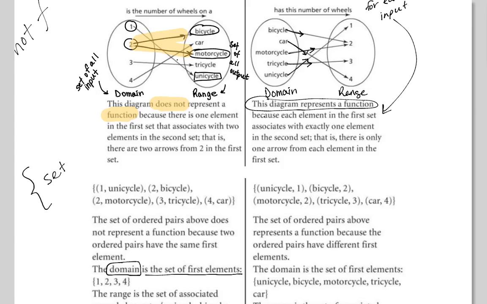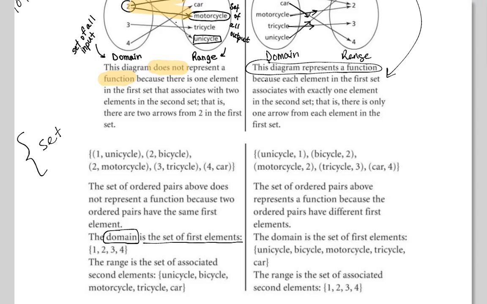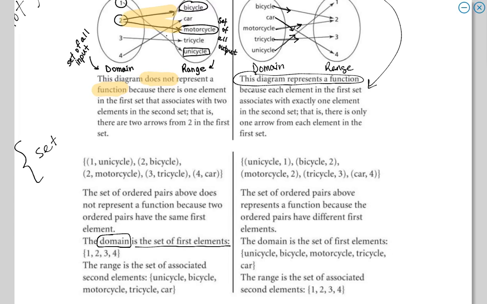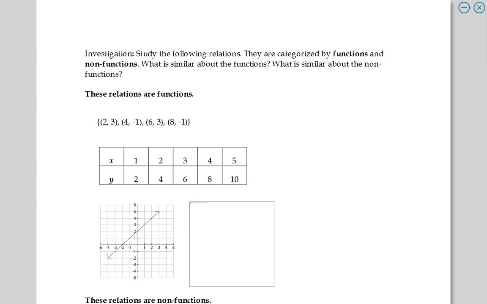So what would be the domain for the second one? Bicycle, car, motorcycle, tricycle, unicycle. That's it. What would be the range for the first one? Unicycle, bicycle, and so on. And the range for the second one? Just 1, 2, 3, 4. Okay? And we will have a whole lesson on domain and range when the time comes. Right now, this lesson is mostly about functions. So we're going to look at some relations, and we're just going to decide, are these relationships functions or non-functions? That's all we're going to do here.